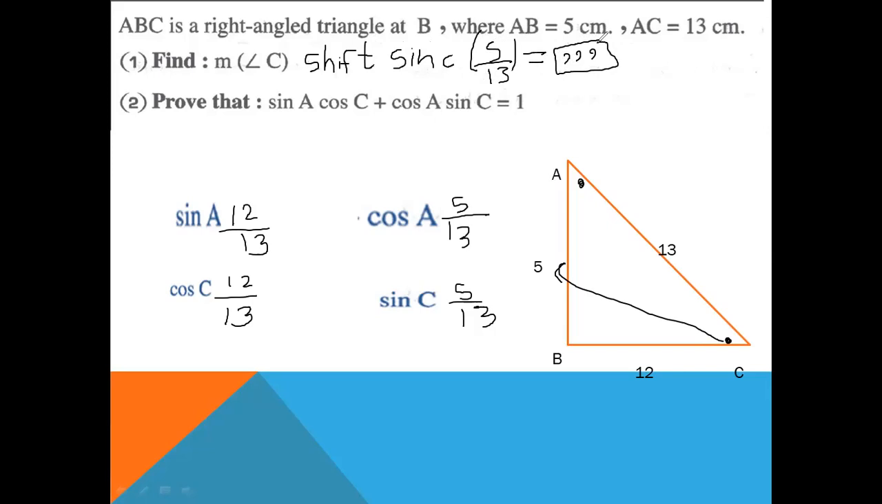Again, if we need to find the measure of angle C, we use any trigonometrical function: shift sine or shift cosine or shift tan or anyone, okay? By using shift sine 5 over 13, press equal and comma to find the angle using the calculator.